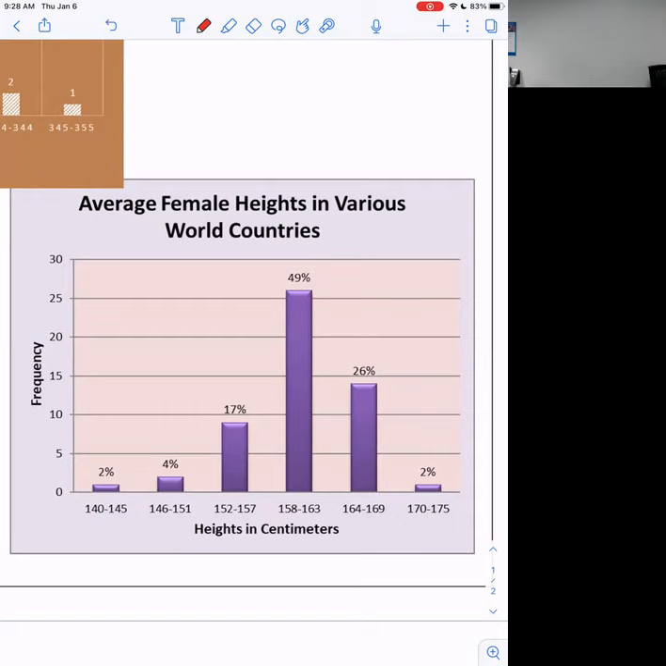So look at the shape of that graph. And again, you can easily see just kind of staring at it that obviously most people hang out in here. There's a few people that are really tall, but lots more people that are kind of really short. Would you agree that's a little bit skewed left?